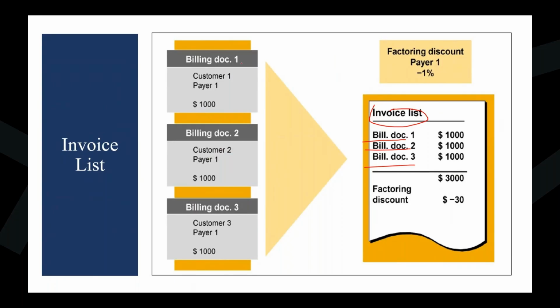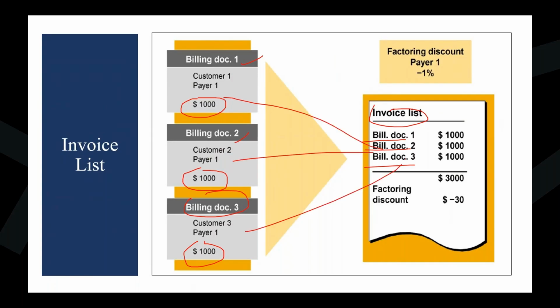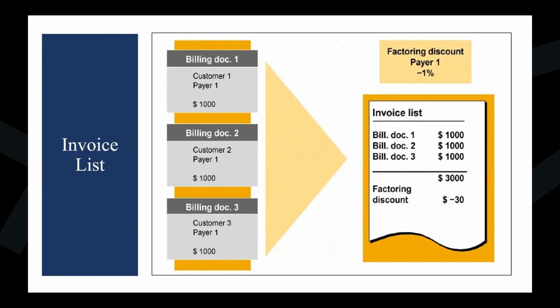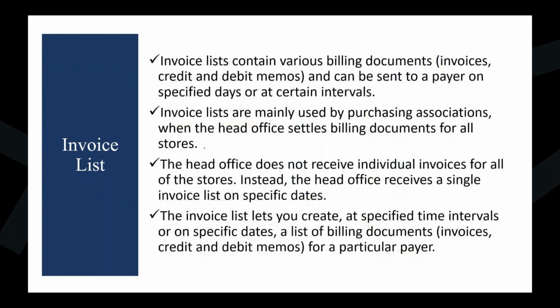In the invoice list, you will club the billing documents. If you see here, the first billing document is of $1,000. The second billing document is of $1,000. The third billing document is worth $1,000. All these are clubbed into one invoice list. So now the total amount is $3,000. Individual stores will not make the payment. Their head office will make the payment. So you will send this invoice list to the head office. That's the purpose of this invoice list.